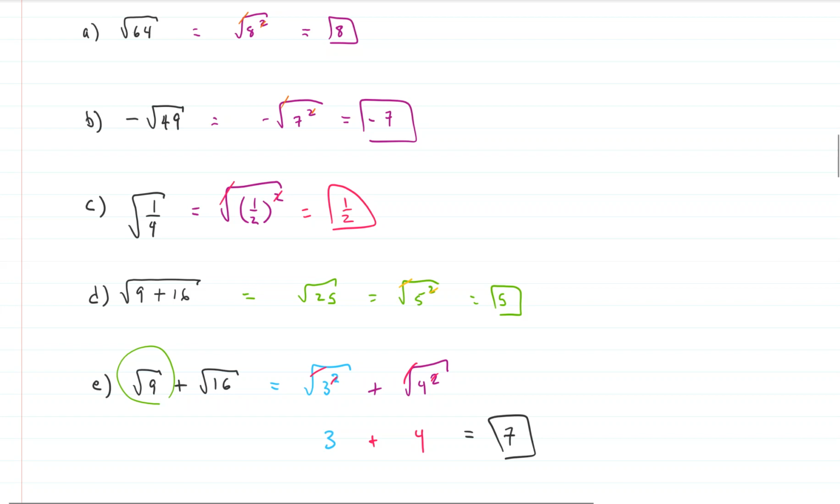Interesting to see, though, that if we add the two numbers 9 and 16 together first and then take the square root, we get 5. But when they're split apart and the square root is taken separately, we get 7, which is a different number. So D and E are not the same problem. They're not equivalent expressions. We can't break up the radical with this plus sign and do them separately.